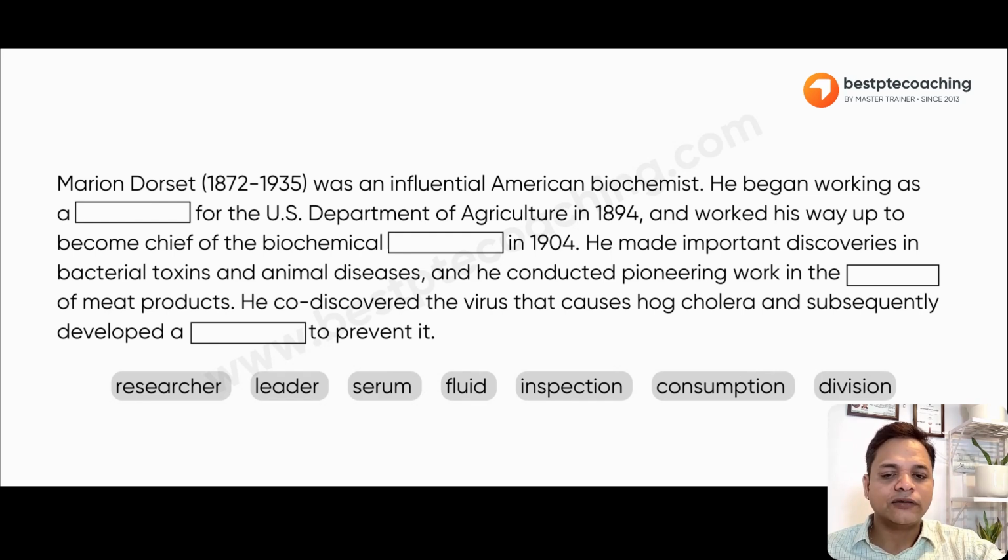He co-discovered the virus that causes hog cholera and subsequently developed a blank to prevent it. He discovered a virus that causes one type of cholera and subsequently developed a blank to prevent it. Probably medicine to prevent it. Of course, medicine or some kind of vaccine to prevent it. Prevention needs what? Vaccine. I'm sorry, not medicine. So what is closest to vaccine? Liter, fluid. Okay, serum is the correct one because serum is the suitable word in this context. So when you are answering, first line 10 seconds, every blank 30 seconds. That's it. If it's not happening, you leave it. You come back to it later.